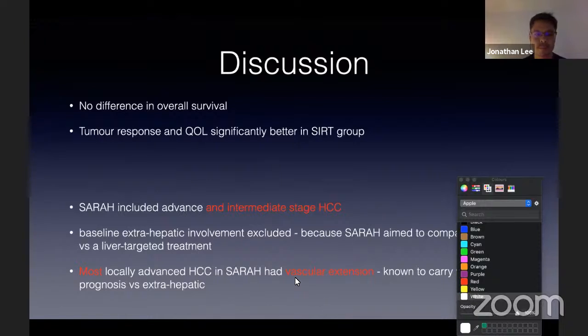And at baseline, the SARA trial excluded any extrahepatic involvement purely because the SARA trial was more interested in looking at systemic versus liver-targeted treatments. And most of the patients in this trial had vascular extension, which is known to carry a worse prognosis compared to extrahepatic involvement.